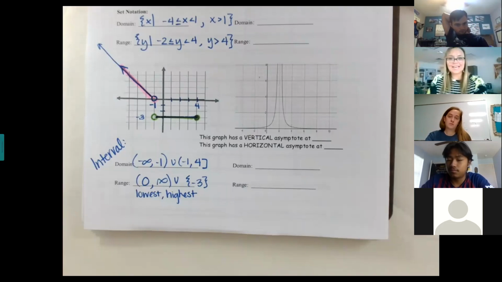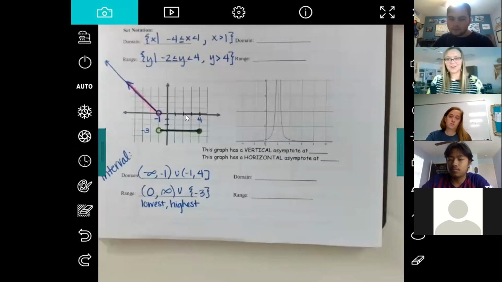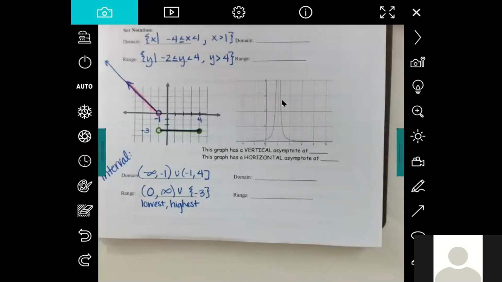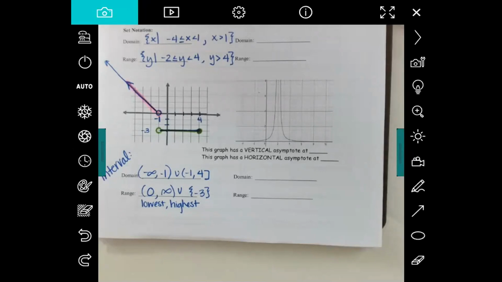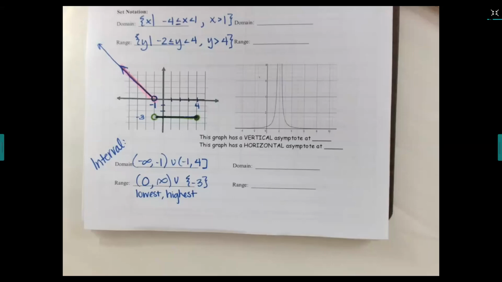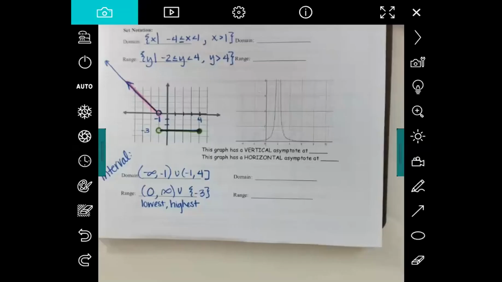Okay, last thing. Do you guys remember what asymptotes are? Anybody? No? One of you knows. Who knows? Anybody? That's okay. An asymptote is a line your graph can't touch. Okay, so it's going to get closer and closer and closer to that line, but it's not going to actually ever touch it. Okay, that's basically the easiest definition to think of.